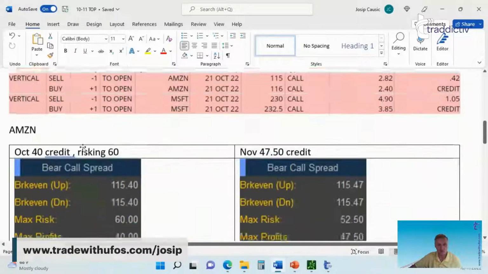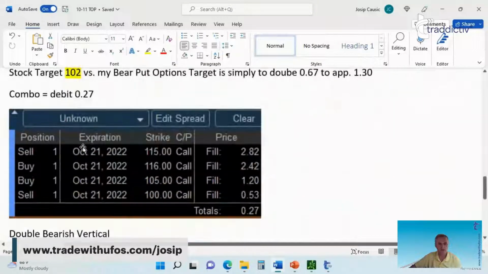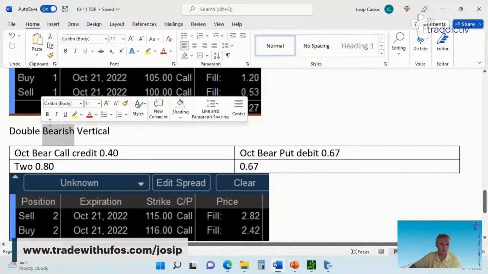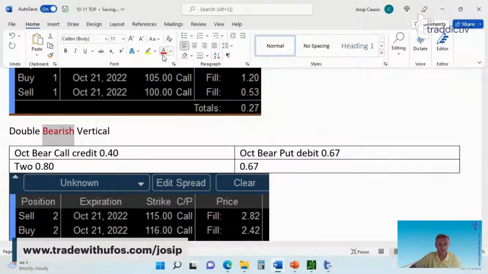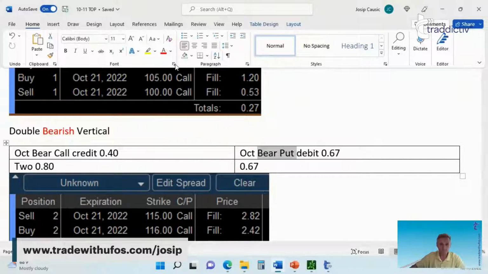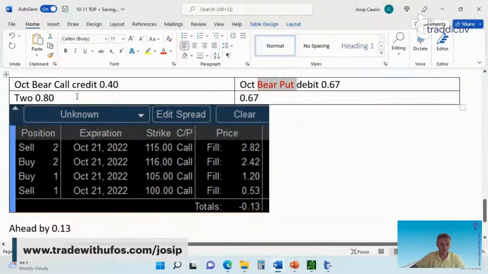what we have done, we have created what I like to call, this is just me, so don't use this now at a cocktail party, because they won't even know what it is, a double bearish vertical. I don't want to say I invented the term. The term is out there. It's just how many people actually know that term. It's a double bearish vertical. And that means that I'm financing my bear put that is completely out of the money with the two bear call spreads.